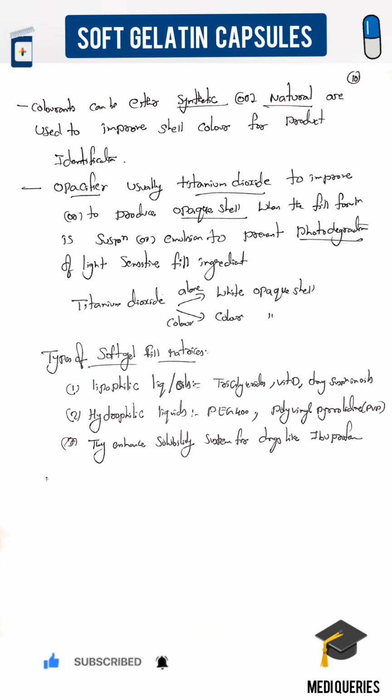Types of soft gel fill materials: there may be lipophilic liquids, oils, which include triglycerides, vitamin D, drug suspensions in oils, and hydrophilic liquids like PEG 400, polyvinyl pyrrolidone. They mainly enhance the solubility of drugs like ibuprofen. So we use these types of fill materials for the preparation of soft gelatin capsules.